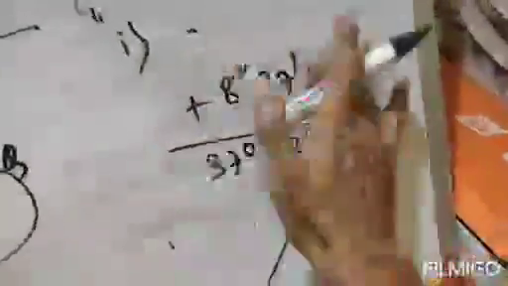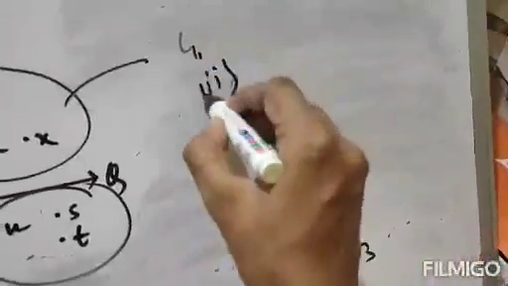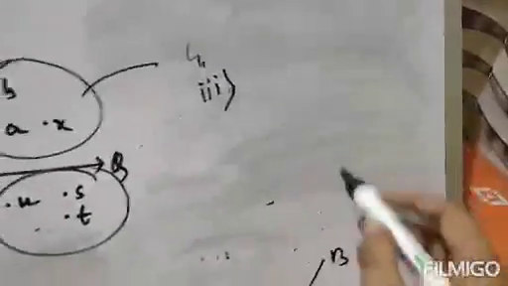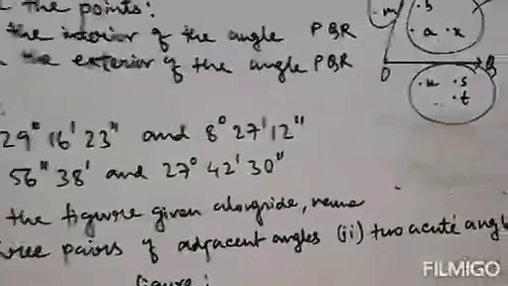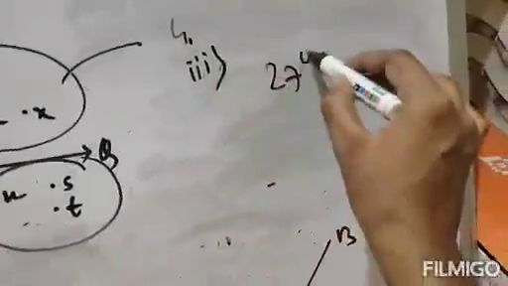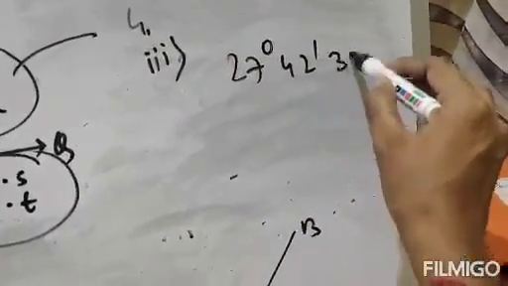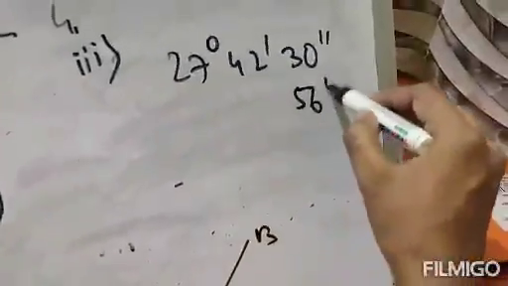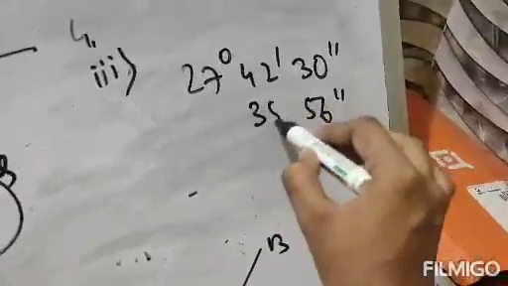Clear? Next, number 3. There is a little difference between 1 and 3, so just see very carefully. Question number 3, part 1 is 27 degrees 42 minutes 30 seconds, and the second part is 56 seconds 38 minutes.